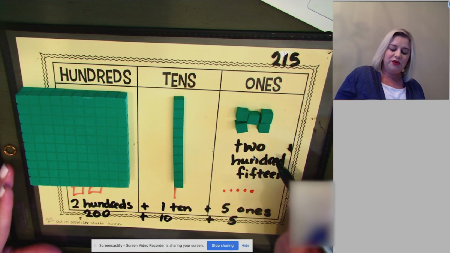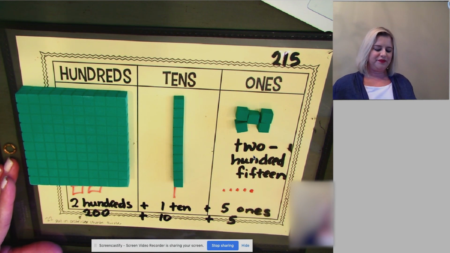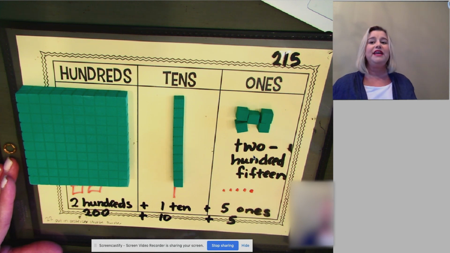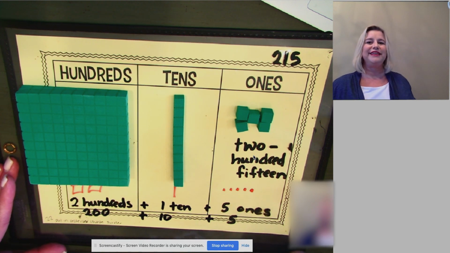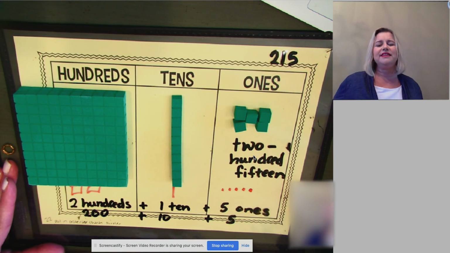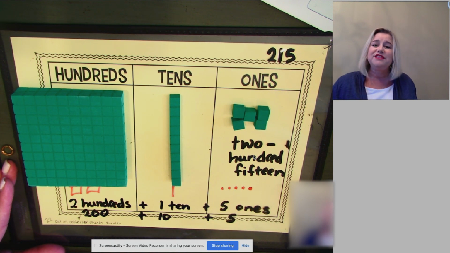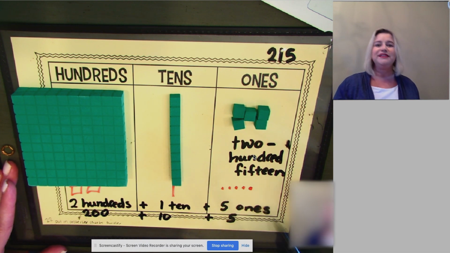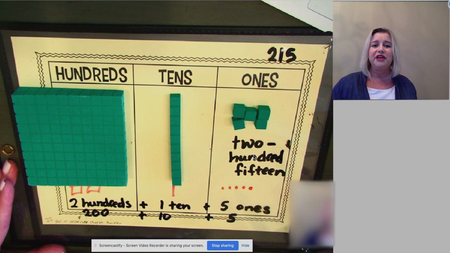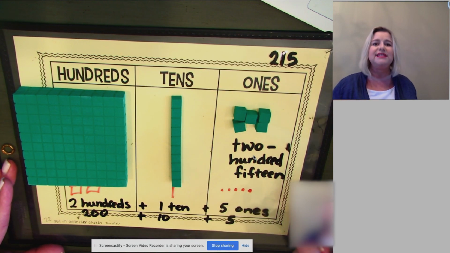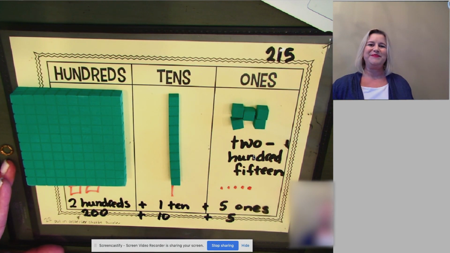We did 215, 200 plus 10 plus 5 ones, and 200 plus 10 plus 5. How do you think this activity is helping us meet our goal today? Right. Our goal is using a place value mat representing a 3-digit number. Exactly. And so you are physically drawing it, and you're representing a 3-digit number with hundreds, tens, and ones in one way. Way to go.